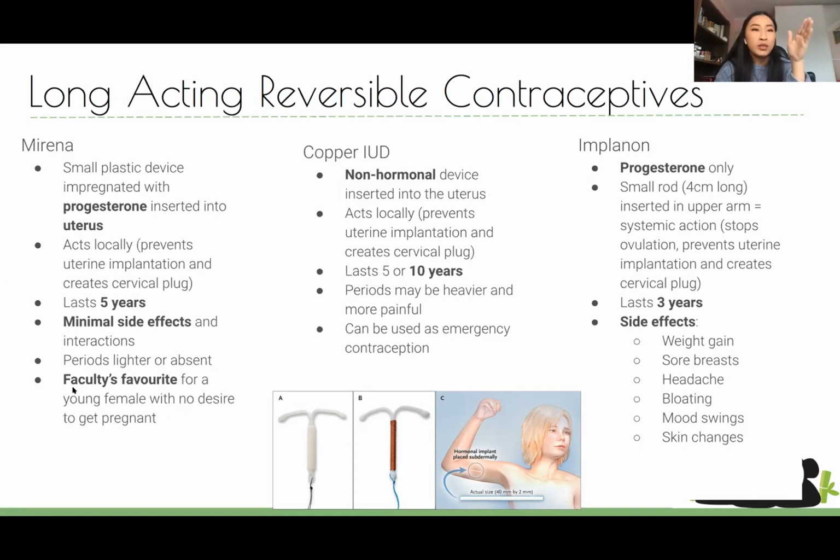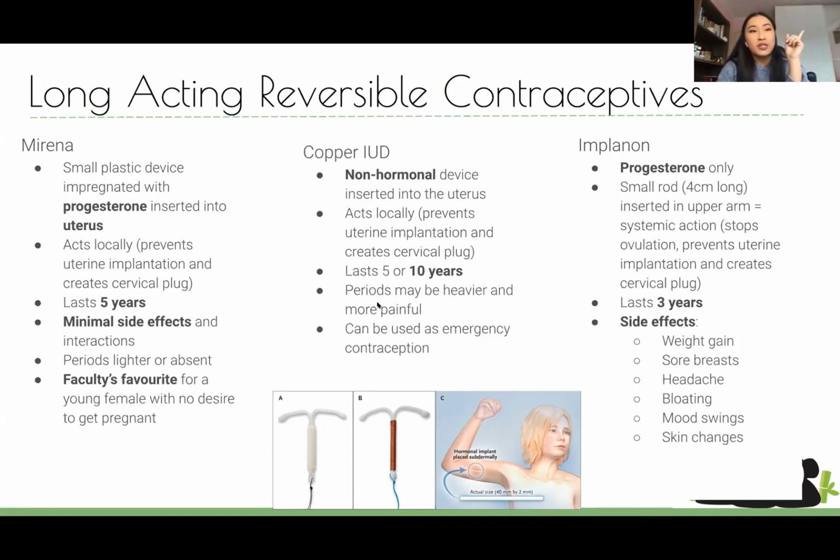The answer is probably Mirena, just because it's the most effective, the most convenient, and it has very few side effects. Copper IUD is less good. So side effects include heavier periods and more painful periods. So it's often not very well liked, but it does have a couple specific uses.